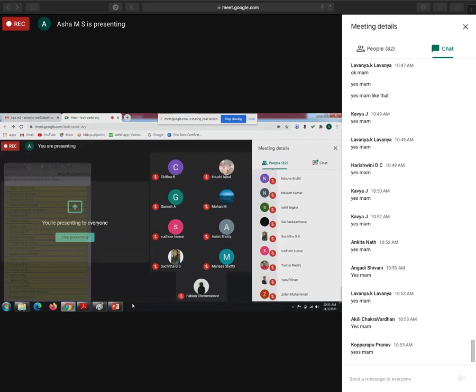Kavya, for the 4 to 1 mux, one more selection line. For the 4 to 1 mux, how many control lines are required? Kavya, for the 4 to 1 mux, how many control lines are required? Two control lines are required, right? Correct it. Correct it.